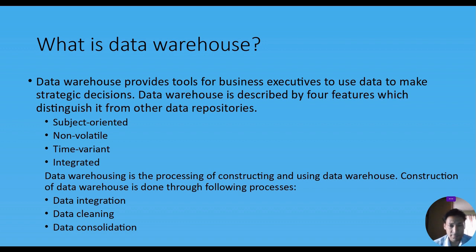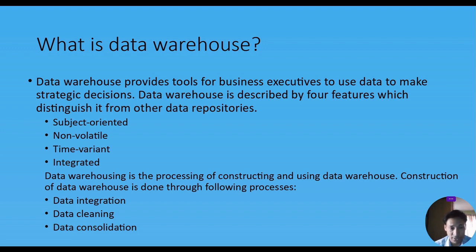Data warehouse is described by four features which distinguish it from other data repositories: subject-oriented, non-volatile, time-variant, integrated. Data in the data warehouse are stored on specific subject like customer, product. Like in operational source, there we can find different data on different subjects. But in case of the data warehouse, the data is specifically collected on the basis of the subject on which users want to do data mining or data analysis.